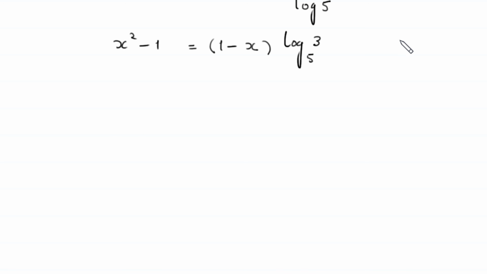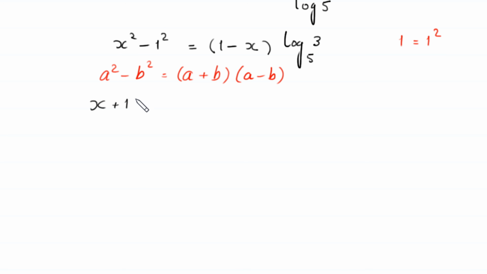Now this 1 is same as 1 squared, so we can write here 1 squared, and by using this algebraic identity, a squared minus b squared is equal to a plus b times a minus b, this x squared minus 1 squared will become x plus 1 times x minus 1 is equal to, now if we use negative sign outside parentheses, then this will become negative times x plus 1 times log base 5 of 3.